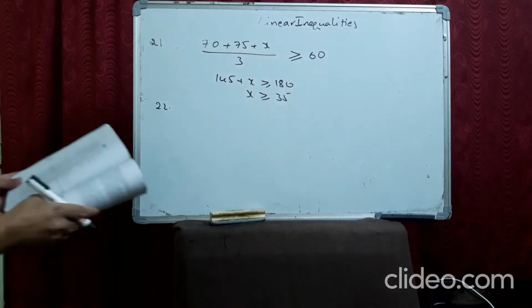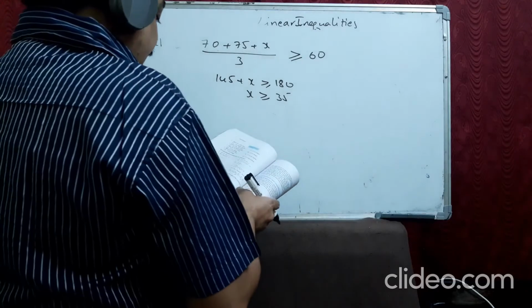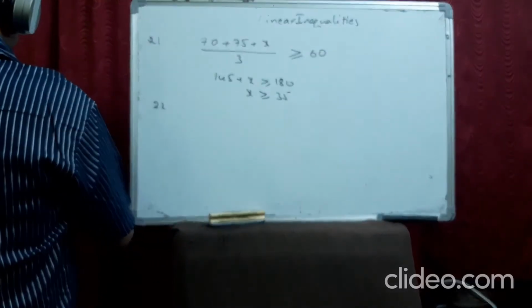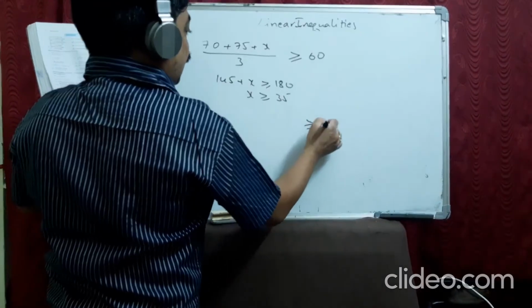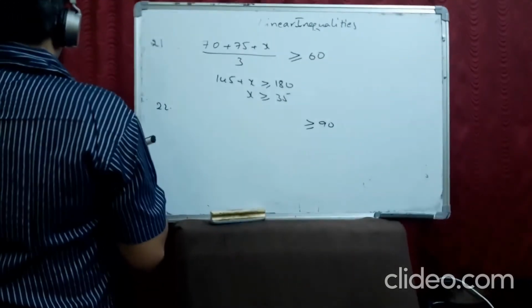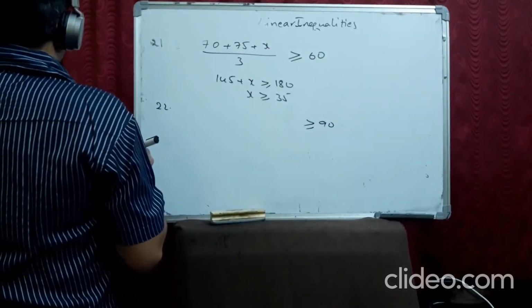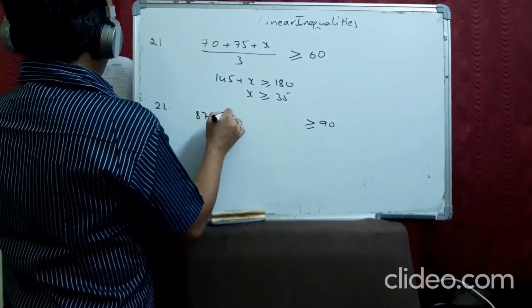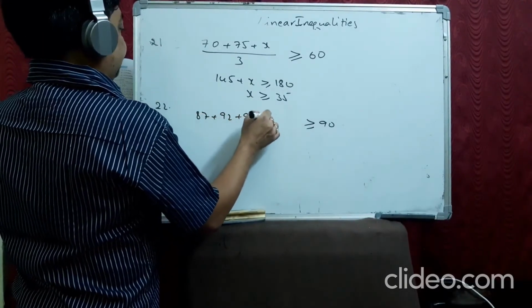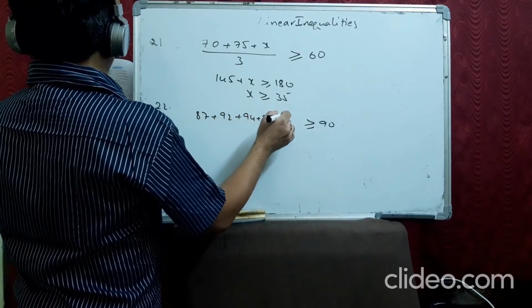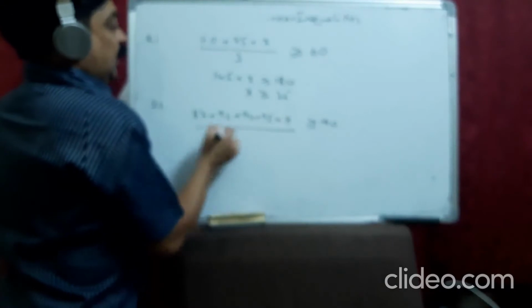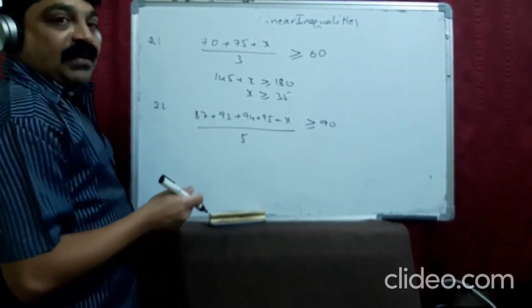The same concept. To receive grade 10, grade A in course, one must obtain an average of 90 marks or more, greater than or equal to 90. If Sunita's marks in first four subjects are 87, 92, 94, 95, the last one we don't know. Find minimum mark that Sunita must obtain in fifth subject. Divide by 5 because it is an average.